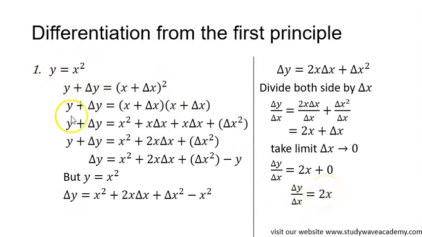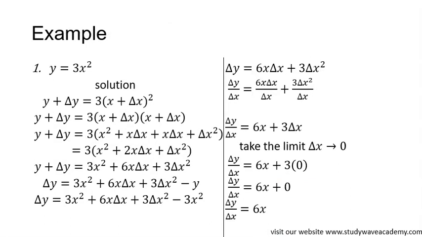Do you understand? So when using the first principle method, you add the change of y to y and the change of x to x, okay? Then from there, you keep on simplifying till you get to this point. Do you understand? Now we are going to be looking at an example using this method we just used.